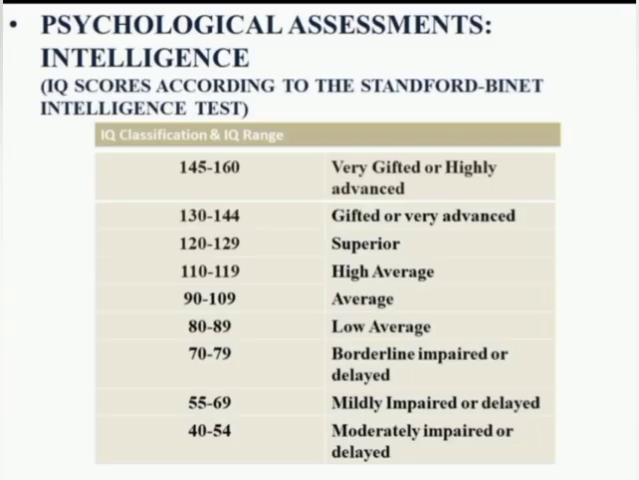Over here, in this example, we have the Stanford-Binet Intelligence Test, or Intelligence Scale if you would rather, and it is still being used to this day. On the left side are the IQ scores, and on the right side is the description of what you are being described as based on the IQ scores.